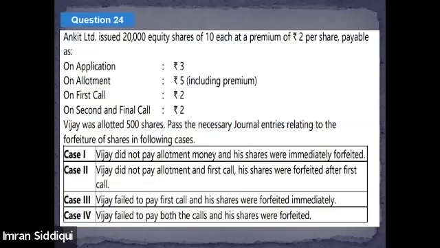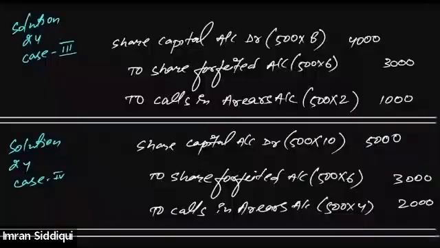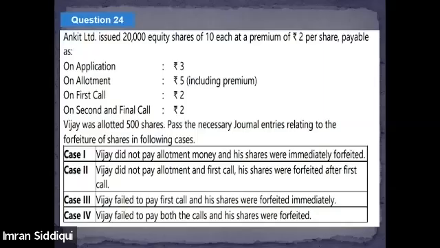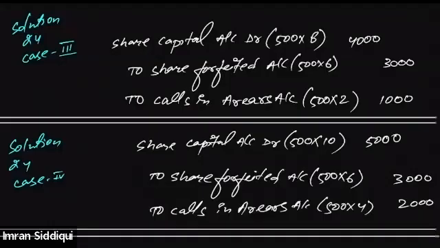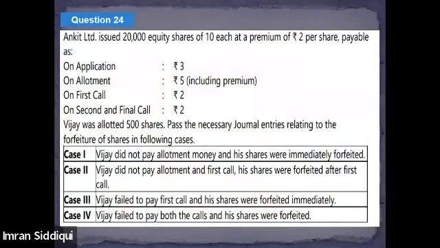Yes, sir, it's clear. Sir, we didn't record any securities premium in the last 2 cases. Because there is no securities premium on the outstanding amount which is due. In the last 2 cases, the amount is due for the first call and final call, right? But first and final call does not include any premium. You understand that?